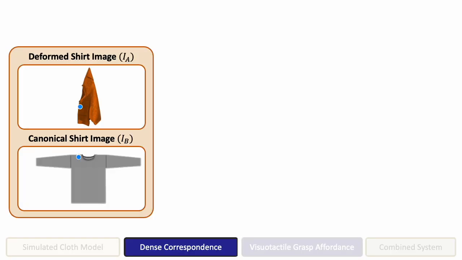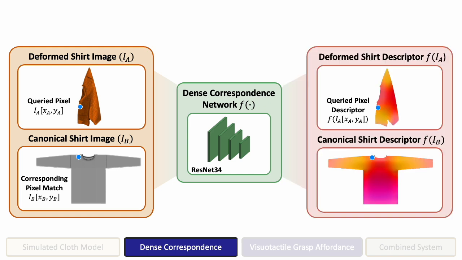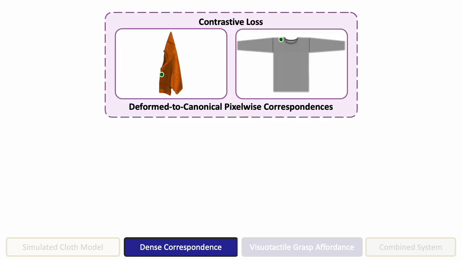Here we have a deformed shirt and a canonical shirt, and we want to learn pixel-wise correspondences between them. During training, we query a point on the deformed shirt, and we're able to get the corresponding pixel match in simulation. We put these into a dense correspondence network that we're training. The output of this network is a dense descriptor for the shirt where every pixel is mapped to a d-dimensional embedding. Traditionally, these networks are trained with contrastive loss.